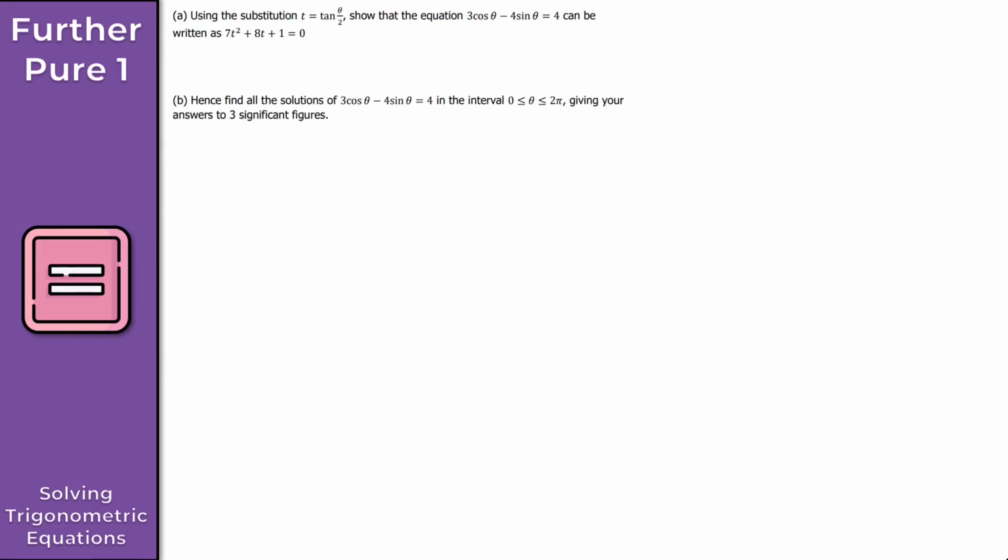So let's just have a go then at the very last question here. So for question 2 then, again, just like the previous question here, this is split into 2 parts.